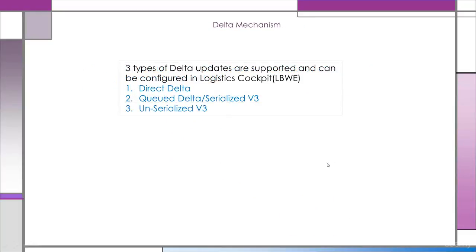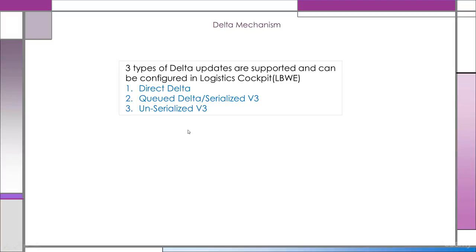That's the one we saw before, the initial load. And for the delta mechanism, we have three different types, and that's in the T-code called LBWE, the logistic cockpit. One is direct delta, the second is queued or serialized V3, and the third is unserialized V3. Okay, let's see what these are.